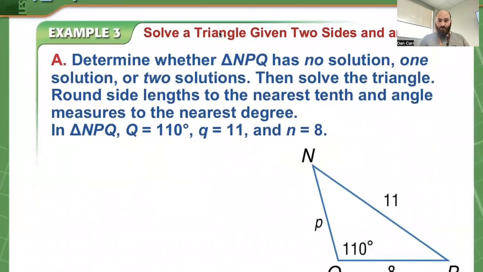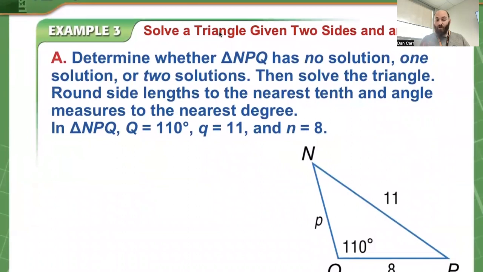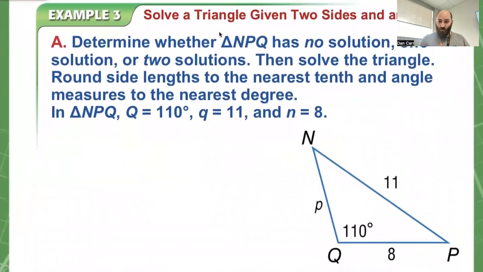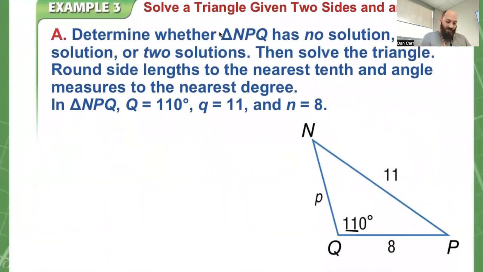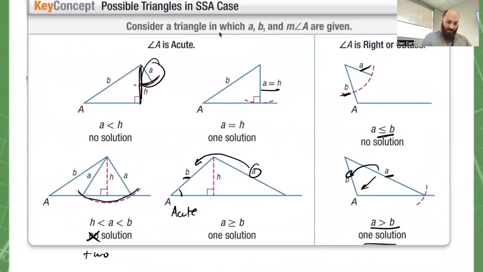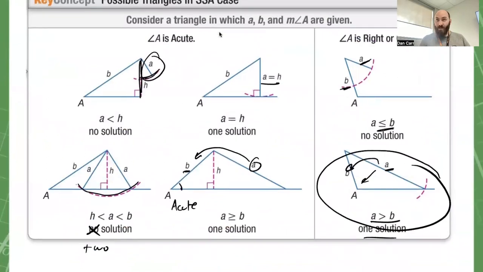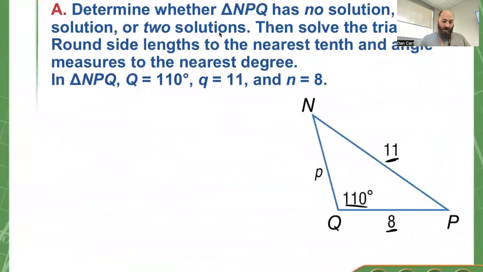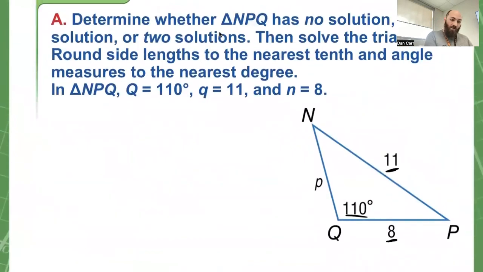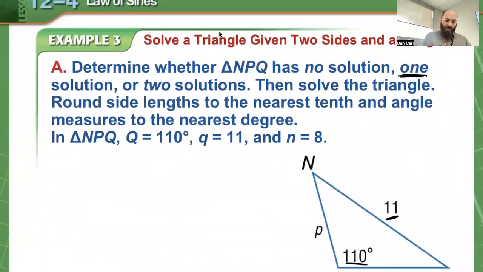So let's start with this one. Determine whether it has no solution, one solution, or two solutions for the triangle. Then we're going to solve it. First thing is it's obtuse. So I just need to double check. This side that's attached to it, 8, is less than the 11. Okay, so what we have here is this scenario. The side that's across from our angle is actually greater than that side that's attached. So that makes it one possible triangle right there.